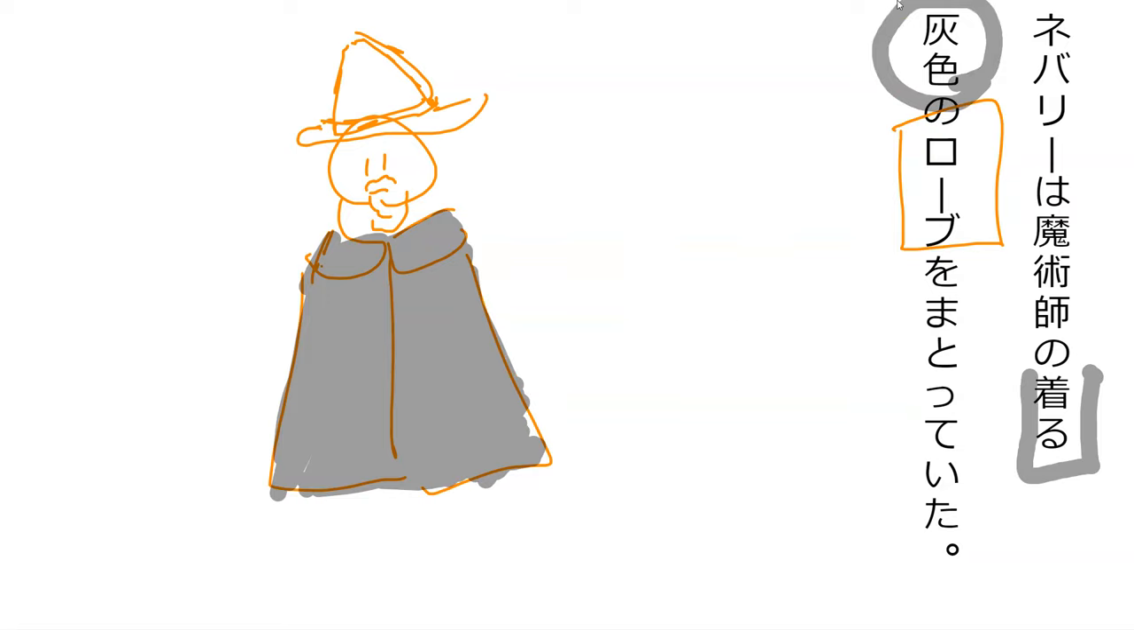Okay, so right now I'm going to erase some text here. What does this say? Neburi wa robu o matotteita. It said Neburi is wearing a robe. Yes. Now, we have described this robe with the word hairo. What kind of robe is he wearing? Neburi is wearing a gray robe. Now, this robe is also described as majutsushi no kiru robu. So is it a robe that is worn by magicians? Yes, robes worn by magicians might be how we translate that to English.